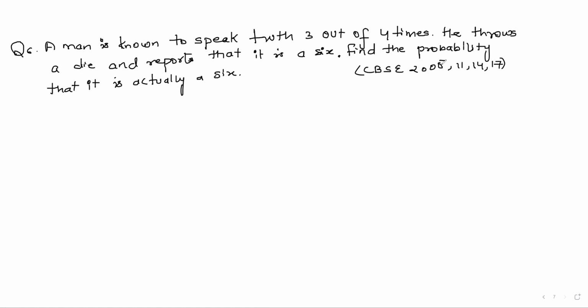Now, this is a very good question. This has already come 4 times: 2005, 11, 14, and 17. Please try this question. Note this down. First, tell me what will be A and E1. Then solve the question.